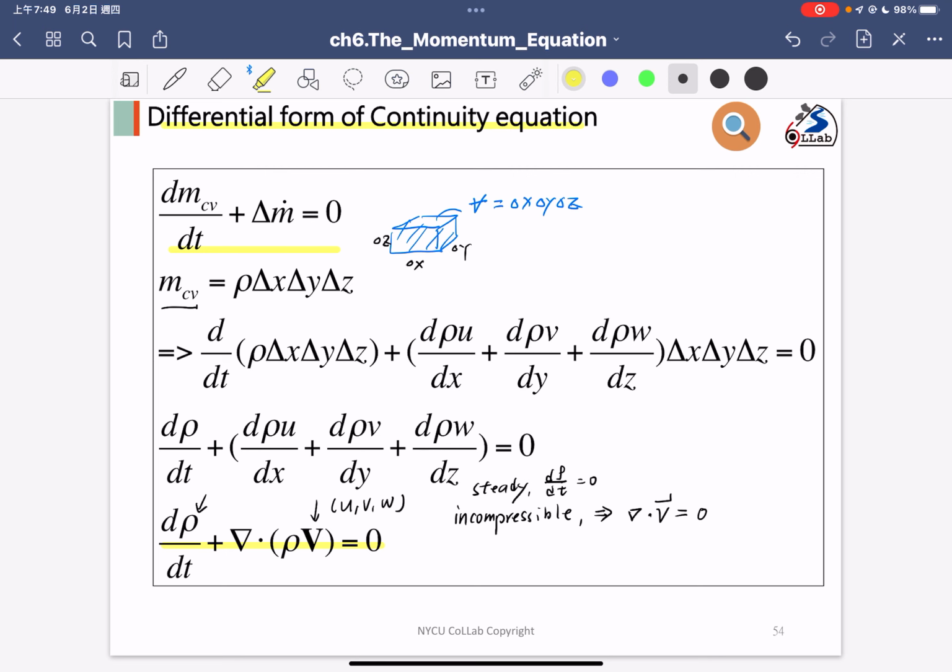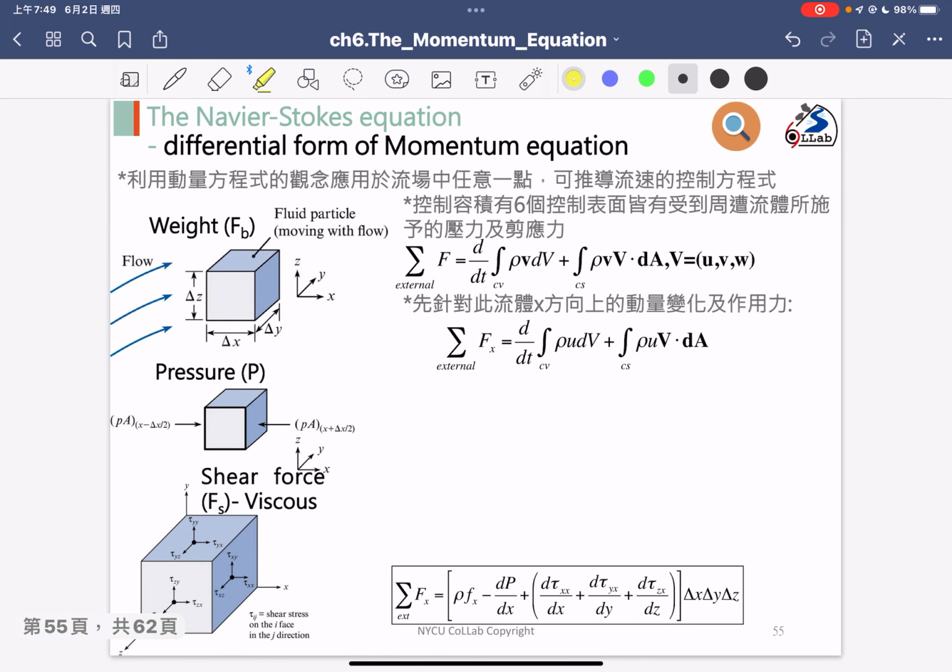So now we can move to the differential form of the momentum equations. And the final formula we will call the Navier-Stokes equation. It's a quite important equation in fluid mechanics, so you need to know what the Navier-Stokes equation is.